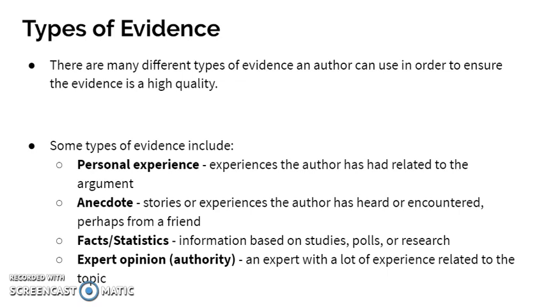Types of evidence that we might see in an argument or analysis are personal experience, or experiences the author has related to the argument; anecdotes, or stories or experiences the author has heard or encountered, perhaps from a friend; facts or statistics, which is information based on studies, polls, or research; and expert opinion or authority, which is an expert with a lot of experience related to the topic.